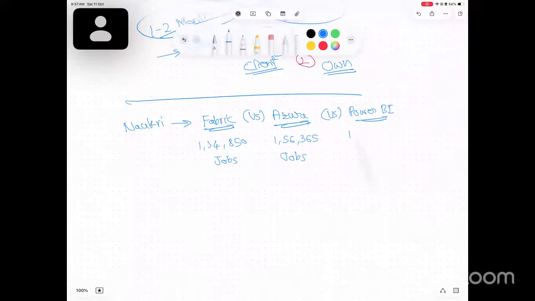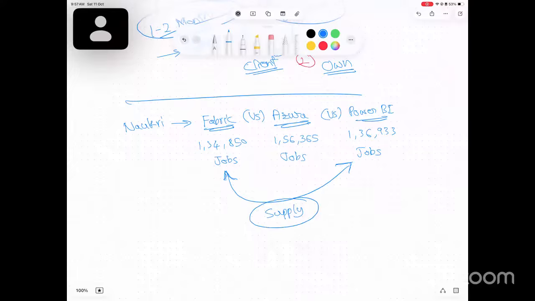Okay, so for Power BI, if you see 1,36,933. Now, if you look at the demand, Fabric and Power BI, almost you will see the same demand. But where the difference comes is in supply.